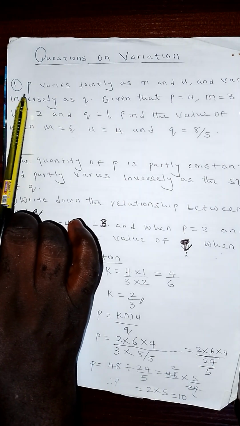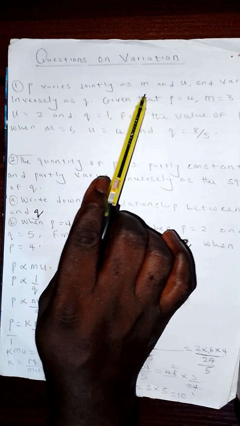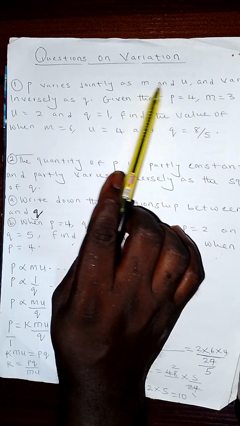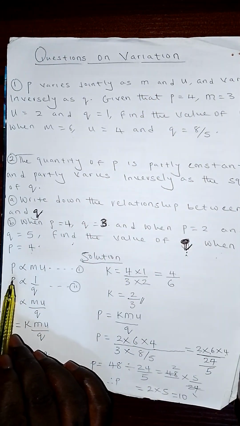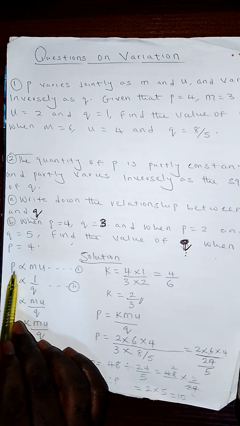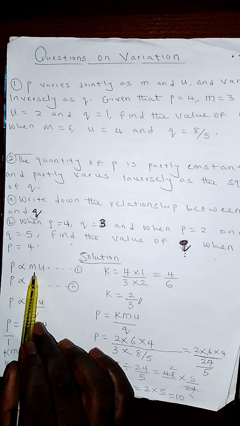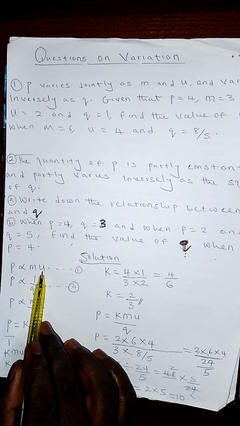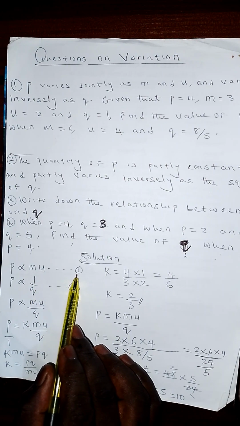Looking at this first statement, P varies jointly as M and U. That's the first expression you are seeing here. This was the expression that P varies jointly as M and U. That's it. Very correct. And so I tagged or called that equation one.